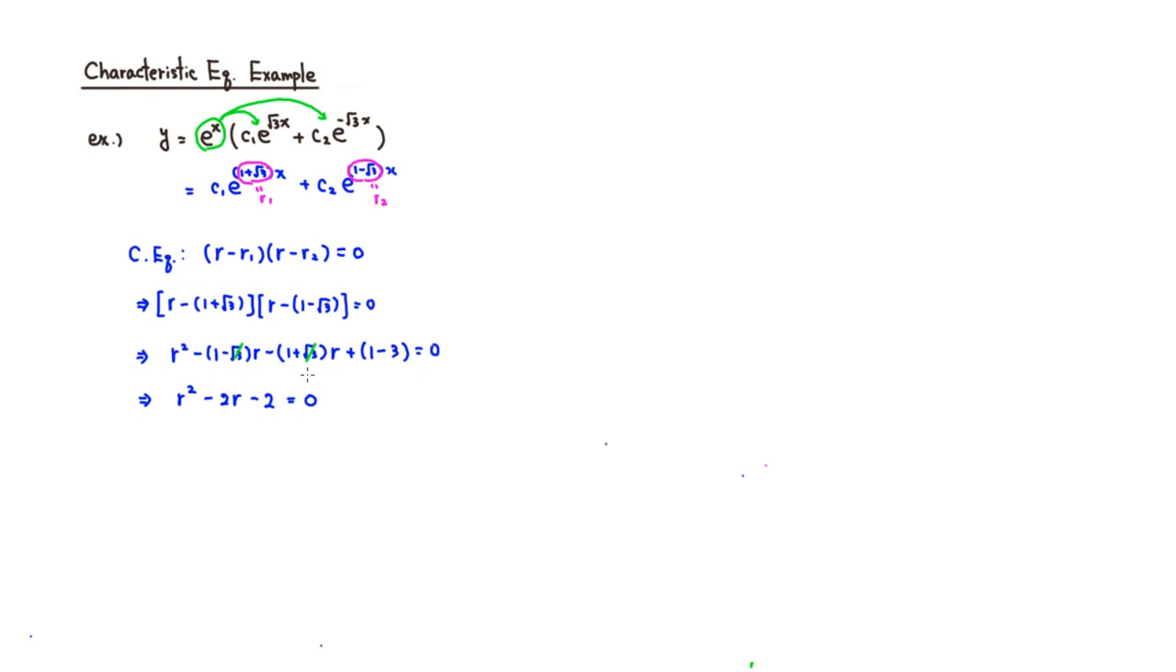Now we can convert it into a differential equation, which is very simple. Therefore, the differential equation we're looking for is y double prime minus 2 times y prime minus 2y equals 0. So we have the corresponding differential equation. That's it. I hope that this was clear.